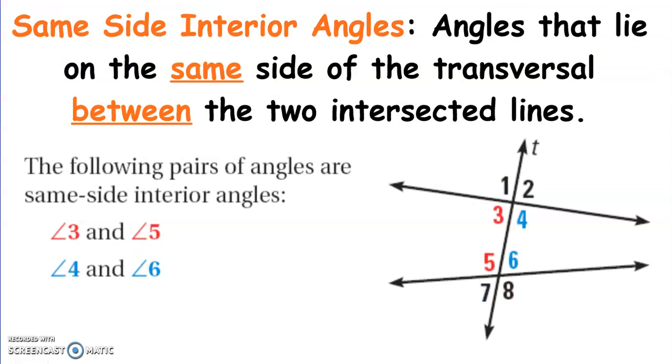And the last one we have is same side interior angles, and these are angles that lie on the same side of the transversal between the two intersected lines. So interior means inside. So 3, 4, 5, and 6 are my inside angles. So they're inside the lines. And 3 and 5 are on the same side of the transversal, so they're same side interior angles. Angle 4 and angle 6 are on the same side of the transversal, so they are considered same side interior angles. So same side of the transversal on the inside of the two lines.